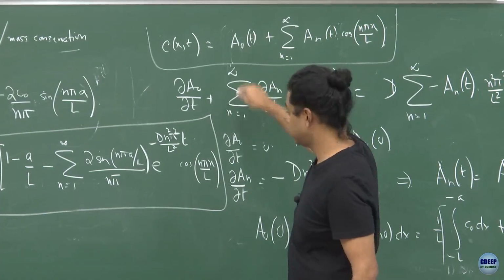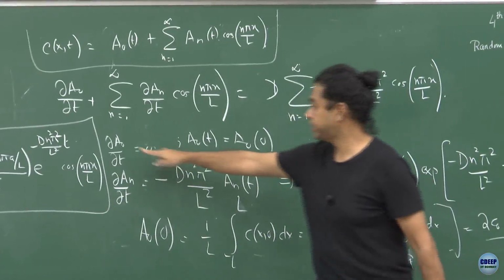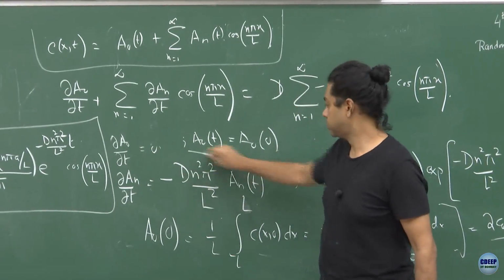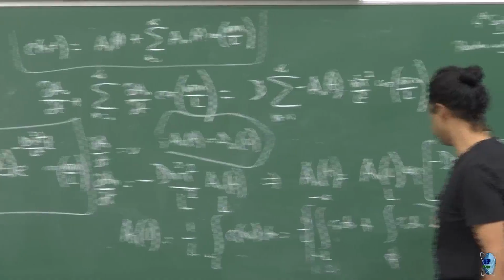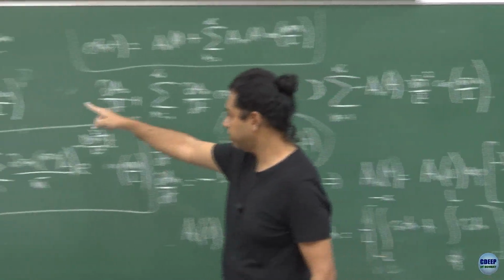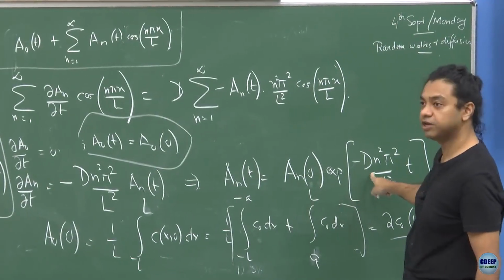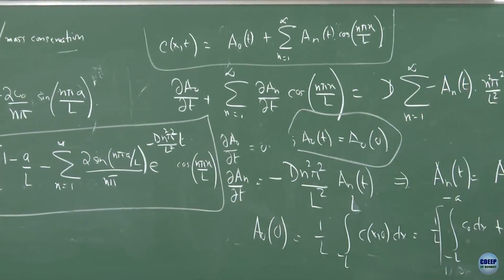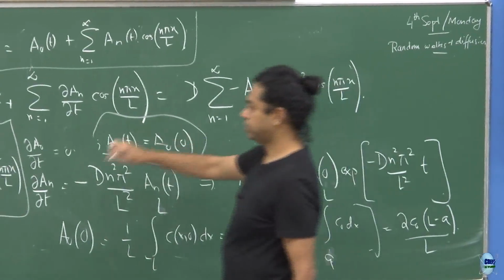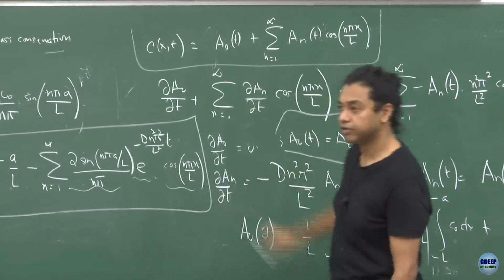Here, how am I putting? But this A naught is 0, del A naught del t is 0, right. So, the A naught does not evolve. The AN part we calculated, right. So, we calculated AN of 0, and then I have put AN of t, which is AN of 0 times exponential of minus D n square and so on. So, this part is AN, this part is the time dependence, and then this part is the cos n pi x by L.